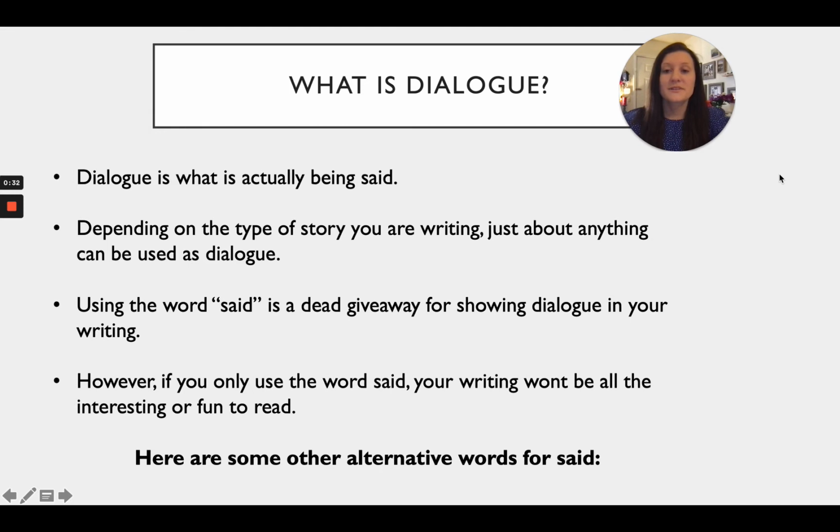Using the word said is a dead giveaway for showing dialogue in your writing, because when you use the word said, you know that the words after that is what someone in that story is saying. However, if you only use the word said, your writing won't be all that interesting or fun to read. So we're going to look at some other alternative words for said.